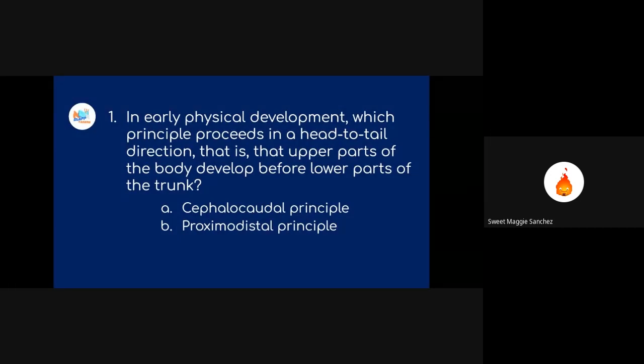Question number 1. In early physical development, which principle proceeds in a head to tail direction? That is, that upper parts of the body develop before lower parts of the trunk. Is it A, cephalocaudal principle, or B, proximodistal principle? Okay. 30 seconds starts now.